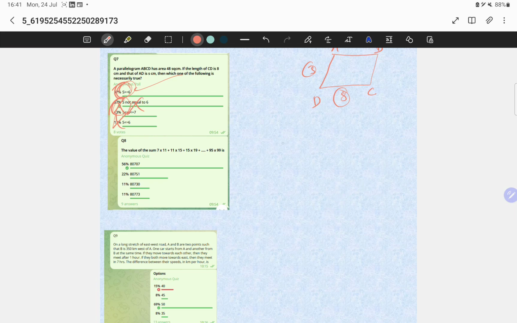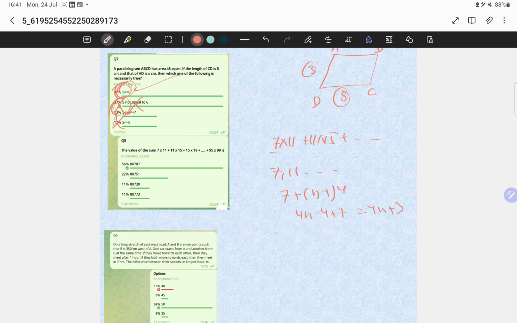The sum of 7, 11, and so on. This is a very easy question. Just find the nth term and solve it. Wait, I'll tell you. The nth term: the first AP we take as 7, 11 and so on, so this will be 7 plus n minus 1 into the common difference, which is 4. So 4n minus 4 plus 7, so 4n plus 3.